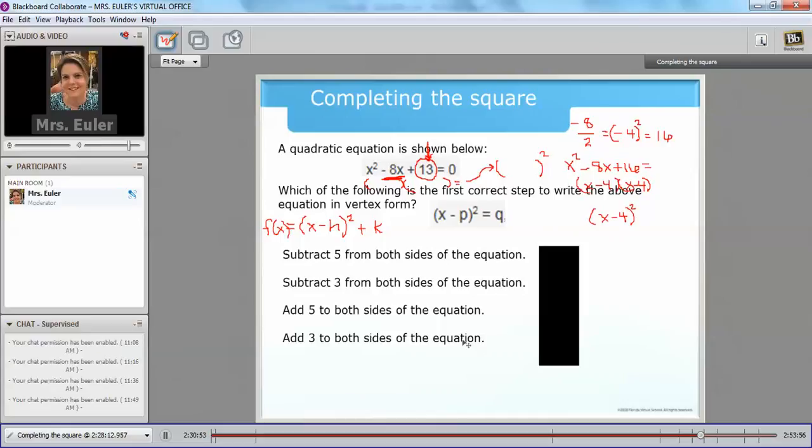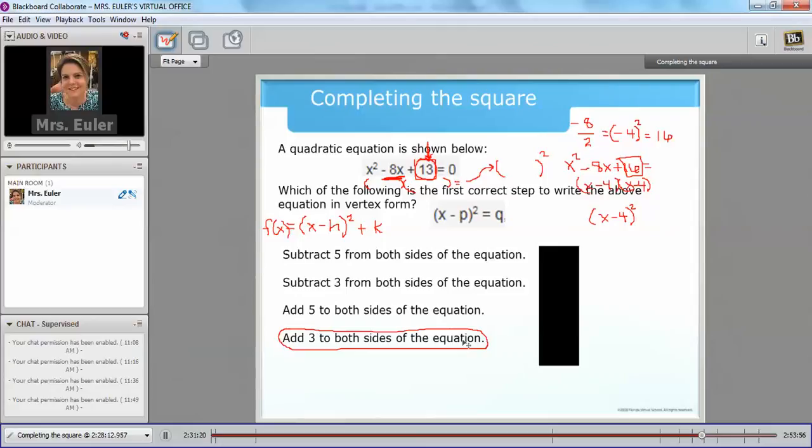So, our problem was not 16 though. The problem actually had 13 in it. So the question is, which is the first correct step to write it into vertex form? How do we change this 13 into a 16 so that it becomes a perfect square trinomial? You should see that we're going to add 3 to both sides of the equation.